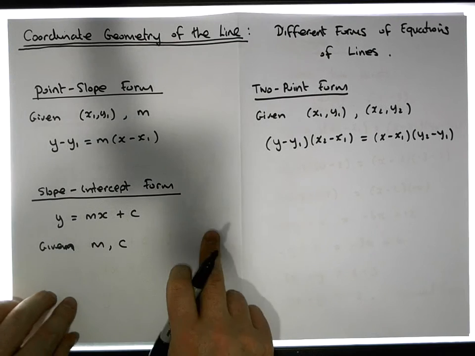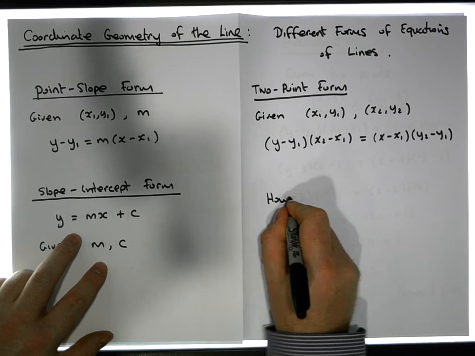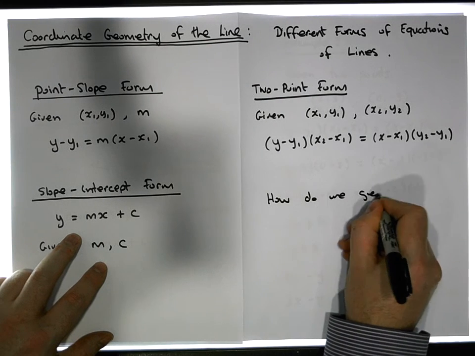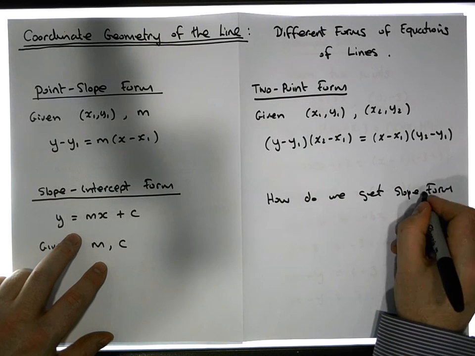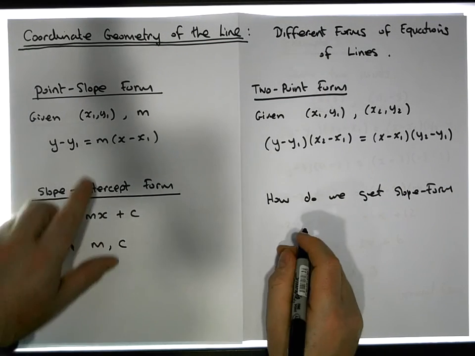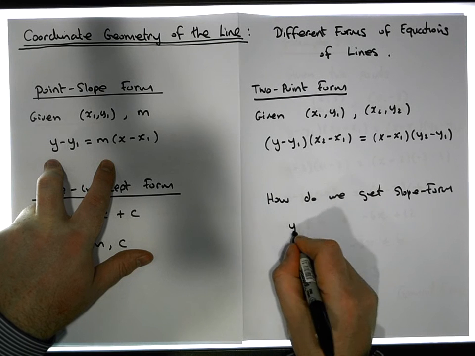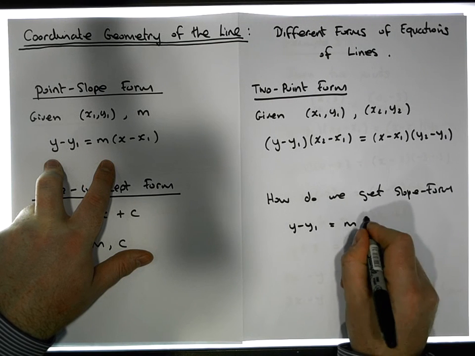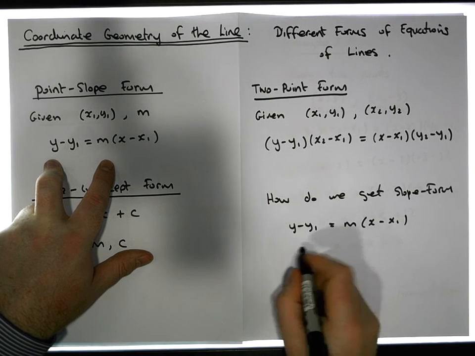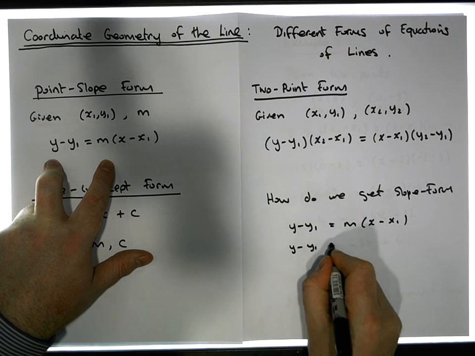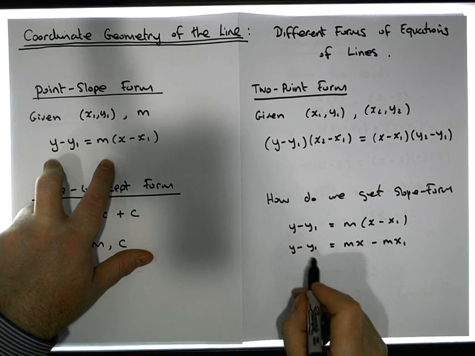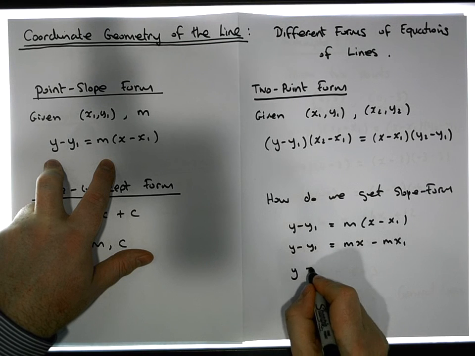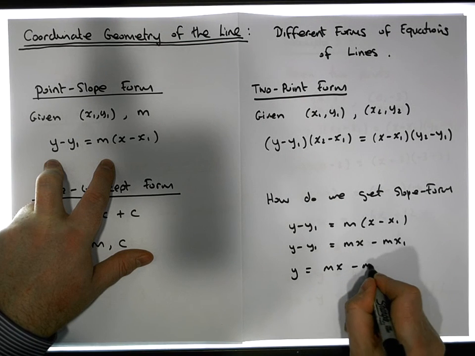Let's actually just do this here. How do we get the slope-intercept form of an equation of a line? Well, let's see. From here we have y minus y1 is equal to m times x minus x1. Let's multiply out the brackets. This is y minus y1 is equal to mx minus mx1. Bring the y1 across. We end up with y is equal to mx minus mx1 plus y1.